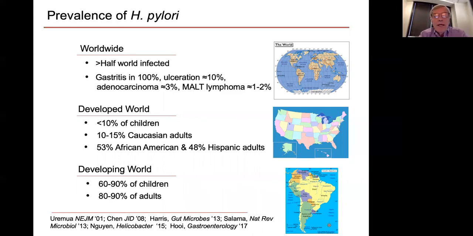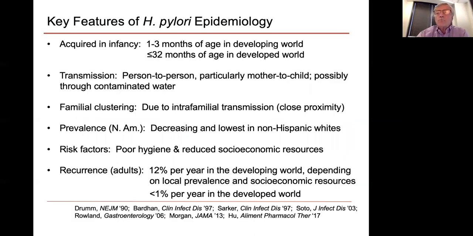Now, in contrast to the, in general, very low prevalence of H. pylori in children and adults in the developed world, in the developing world, 60 to 90% of children are infected and 80 to 90% of adults are infected with H. pylori. So what are the key features of this epidemiology? First, in the developing world, infants acquire the infection during the first 1 to 3 months of age, whereas it's usually up to about 32 months of age that infants will acquire the infection when they're exposed in Europe and North America.